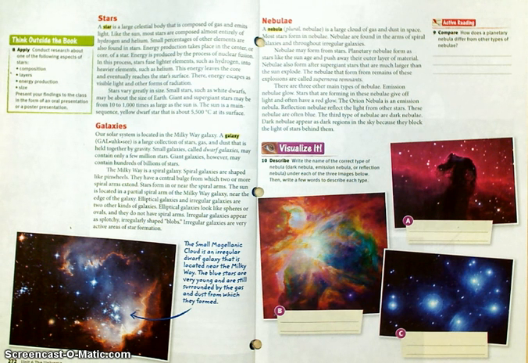Energy production in the star takes place in the center or the core. Energy is produced by the process of nuclear fusion. In this process, stars fuse lighter elements such as hydrogen into heavier elements such as helium. And the energy from this nuclear fusion leaves the core and eventually reaches the star's surface. And there, the energy escapes as visible light and other forms of radiation. Okay, so the sun emits energy that was produced in the core as a result of nuclear fusion.